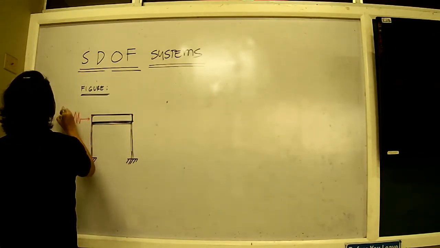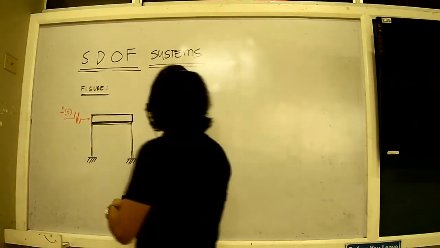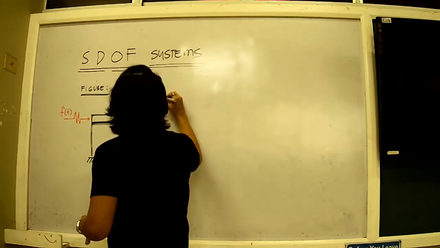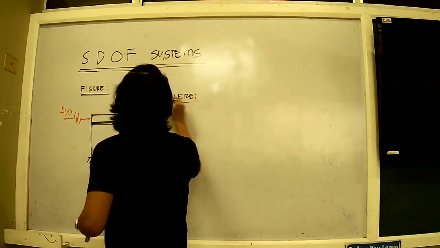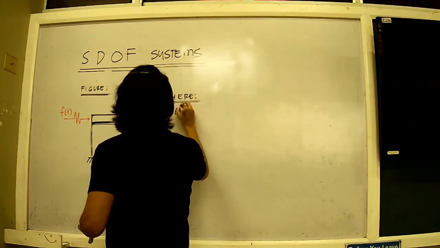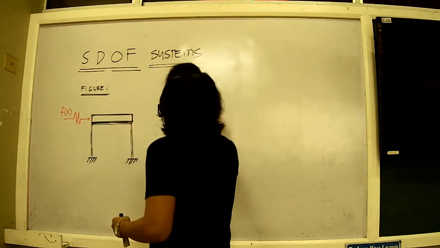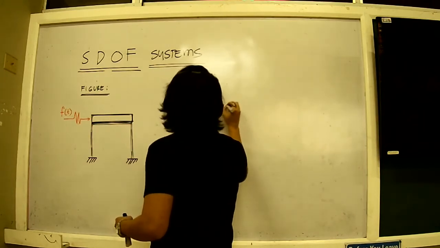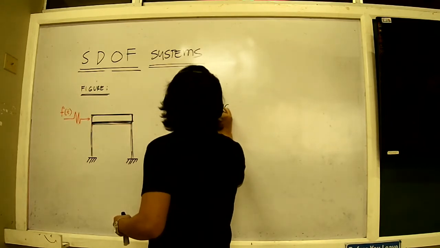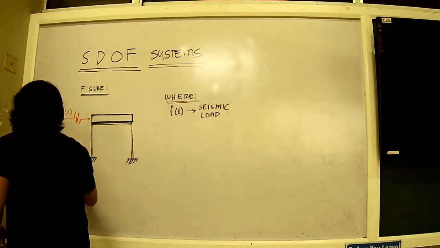This is what we call the Ft, which will be termed as our forcing function. Forcing function, or the seismic generated load, or the seismic lateral load, and this is our structure here.